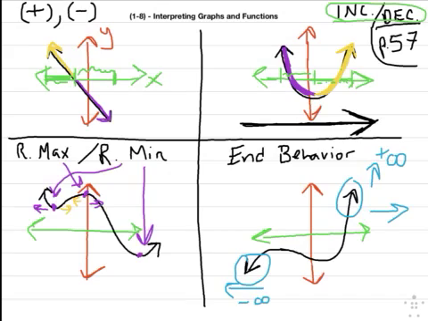So we would say the end behavior of this graph, as x approaches negative infinity on the green, our function approaches negative infinity. As x approaches positive infinity on this side, y also approaches positive infinity. So we're just looking at the ends here and seeing how those work.